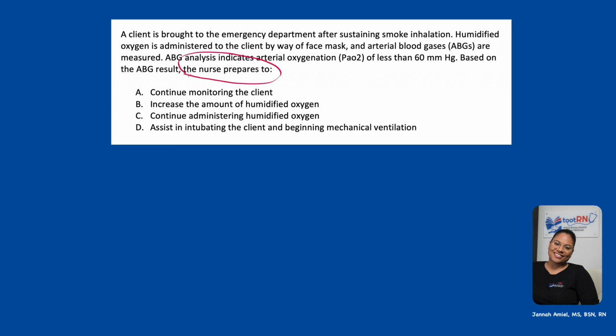So the first thing our tootRN 3-step teaches us is that we have to identify the ask, and we can find that here. It's asking, the nurse prepares to, which just means, what do you do? The question's asking you, what do you do? So we want to take all the data the question's giving us. That's our next step, so we can find our problem.